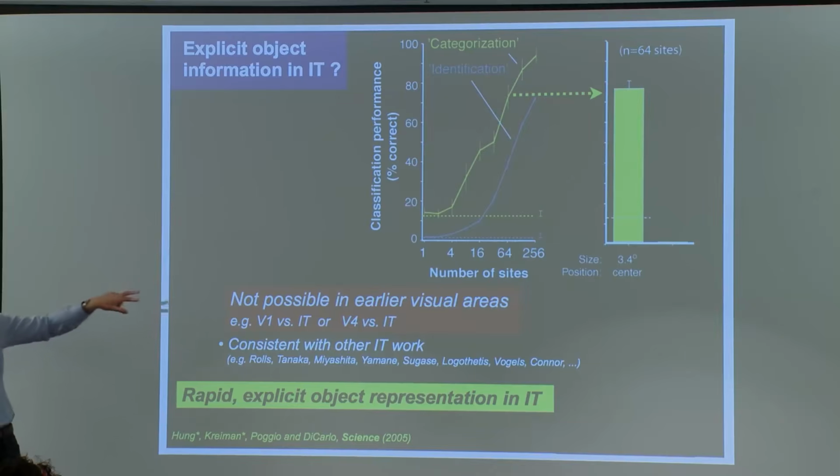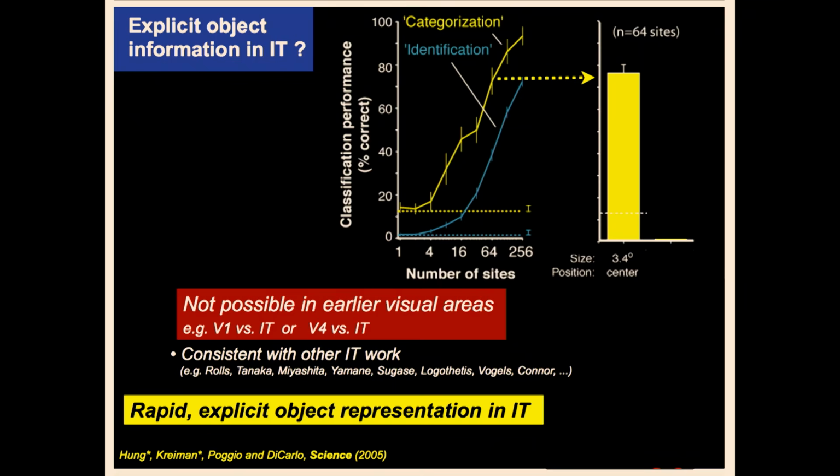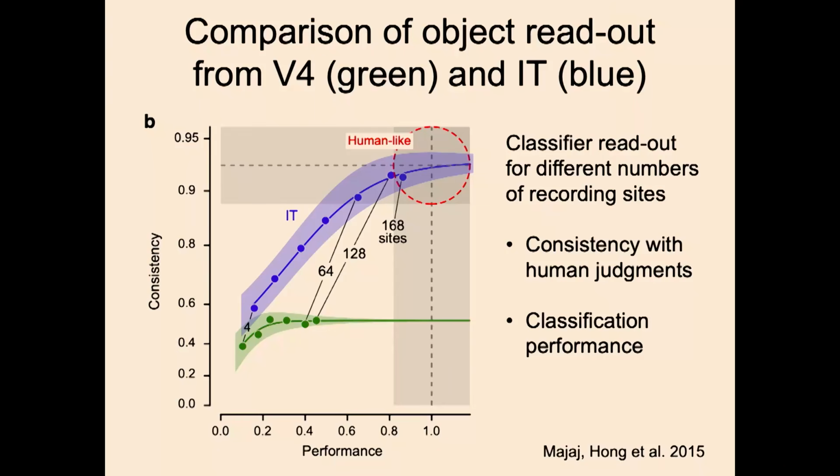But the point is that in both cases, the classification performance from the brain responses, just using a linear classifier, increases with the number of recording sites. Okay? So this implies that information about objects is made explicit in inferotemporal cortex. And critically, you can't do this, or at least not as well, in earlier visual areas. And this is one graph that shows this.